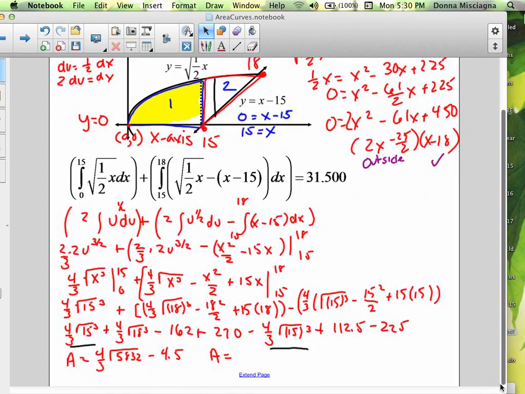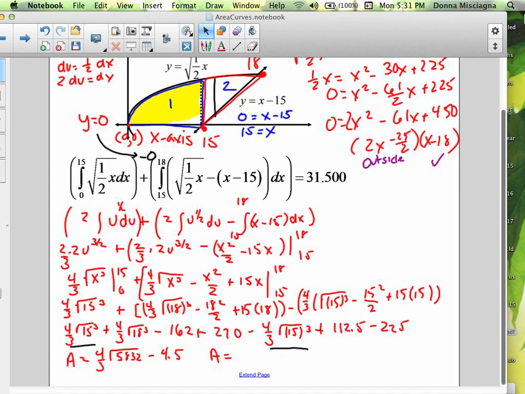So we're going to pull the 2 out, and then u to the 1/2 du, right? And then minus 0, but there's really no reason to write in minus 0, because that's y equals 0. You don't need that one. And that's evaluated from 0 to 15. And then from 15 to 18, we have u to the 1/2 du minus, and notice I left the boundaries of integration out because I did substitute back for the u, but I didn't need a substitution on the x minus 15.